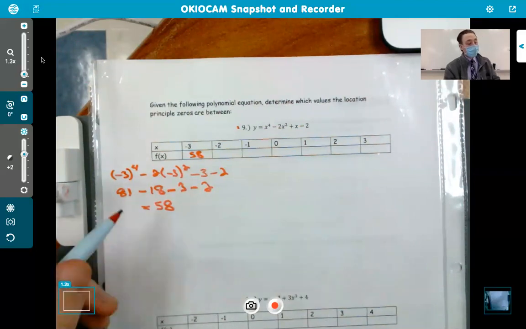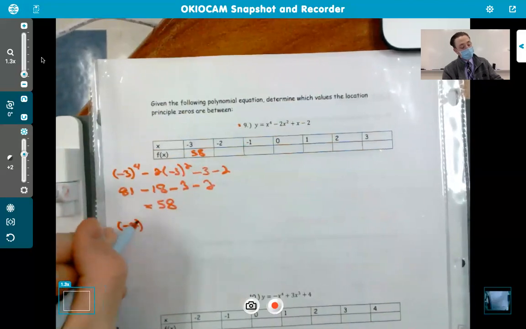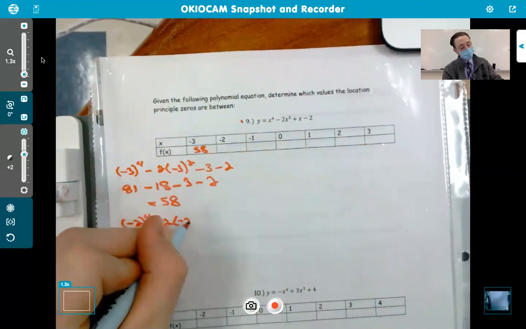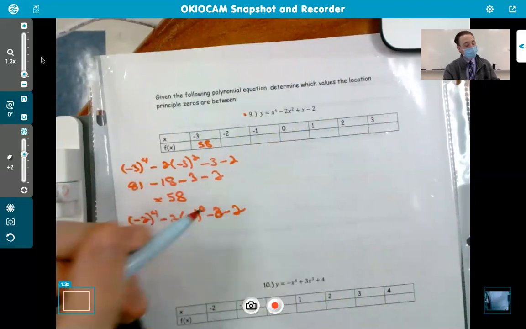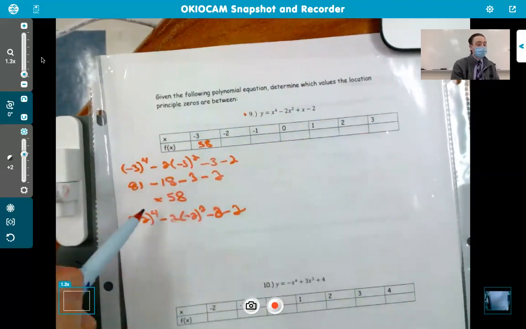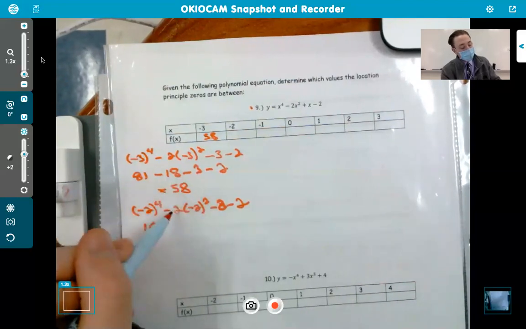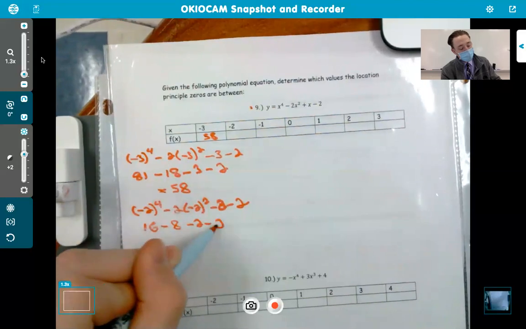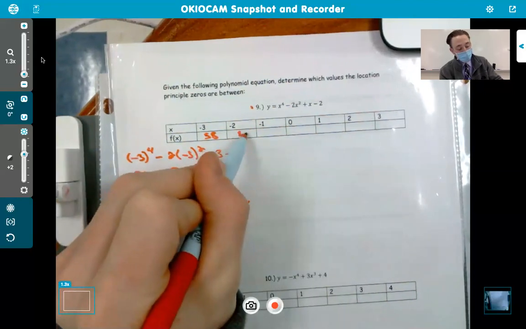Right? But if you don't have a calculator and you have to do this, make sure that you're showing your work. So if I have to plug in a -2, -2 to the 4th power minus 2 times -2 squared minus 3, or minus, excuse me, 2 minus 2. What's -2 to the 4th power? Is it 16? Positive 16, good. -2 squared is positive 4 times -2 is -8, minus 2 minus 2. Well, 16 minus 8 is 8, minus 2 is 6, minus another 2 is positive 4.